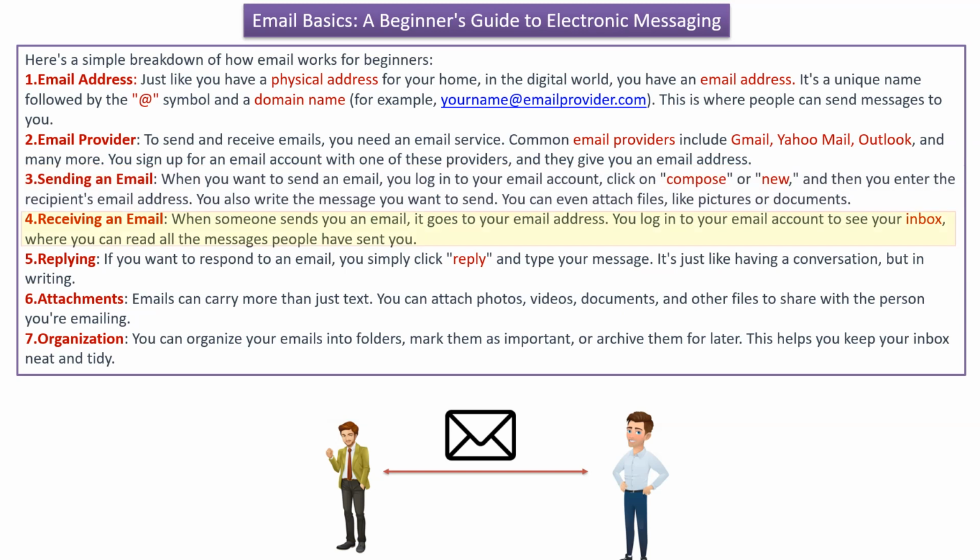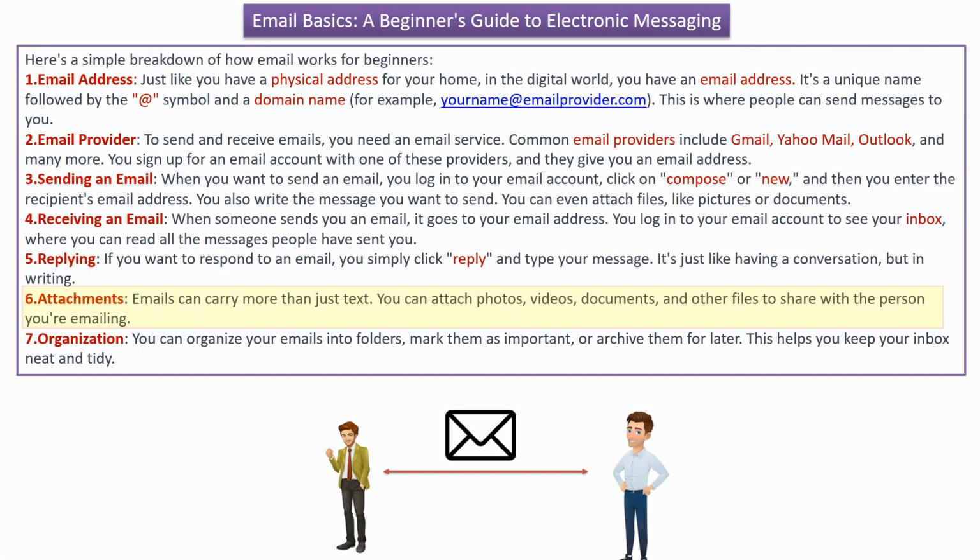Fourth one is receiving an email. When someone sends you an email, it goes to your email address. You log into your email account to see your inbox. In the inbox, you can read all the messages people have sent you. Fifth one is replying. If you want to respond to an email, you simply click on reply and type your message. It is just like having a conversation, but in writing.